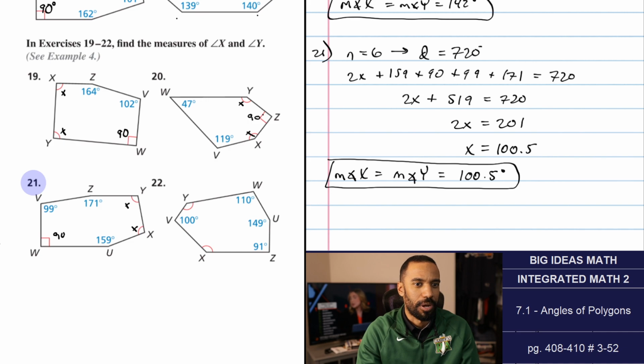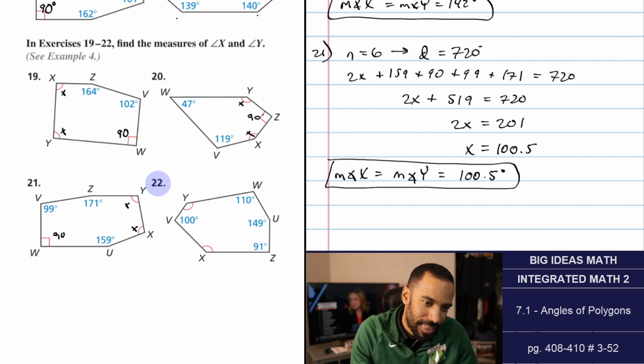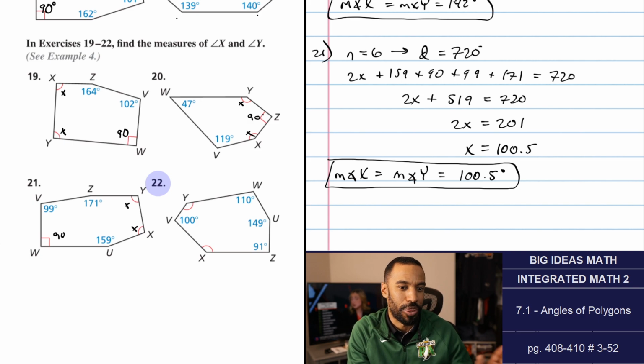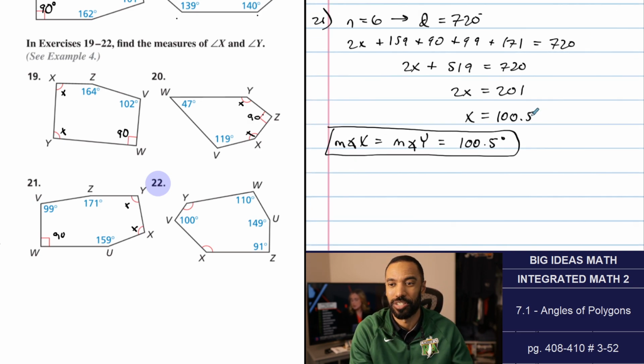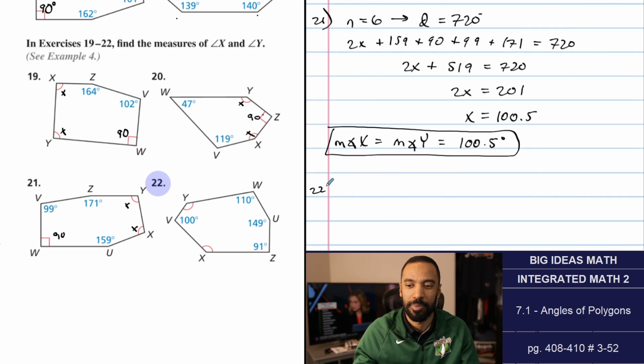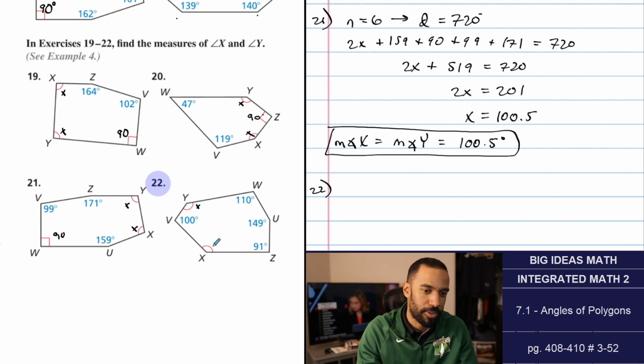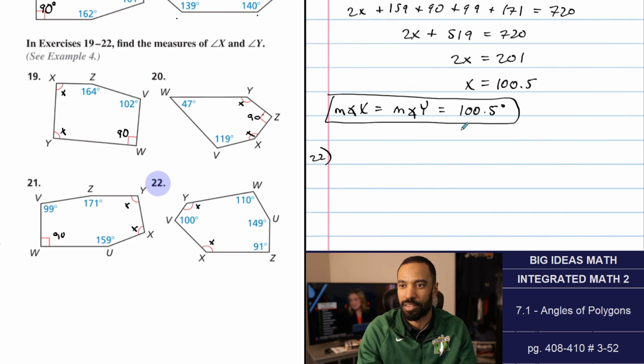And same with number 22, also congruent x's and y's. Oh yeah, I'm supposed to predict what they are beforehand. I think that's probably closer to 135, more on the side of 130. I'm going to say like 120-ish, but it might be another decimal answer like we just saw. This time no 90 degree angles, but a couple x's here. 6 angles means 6 sides, so once again, 720 degrees.